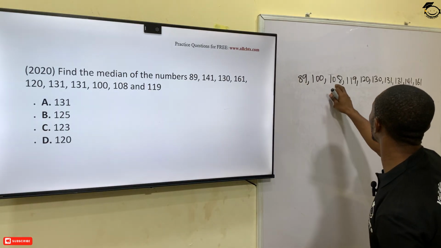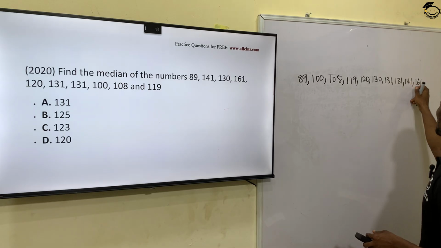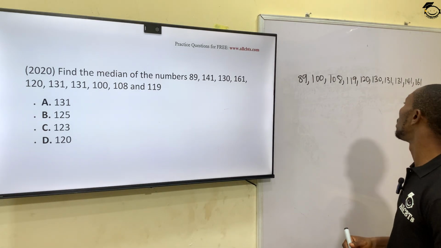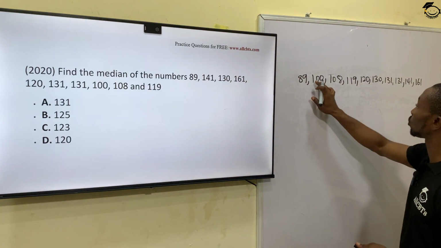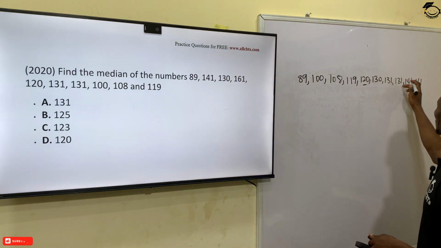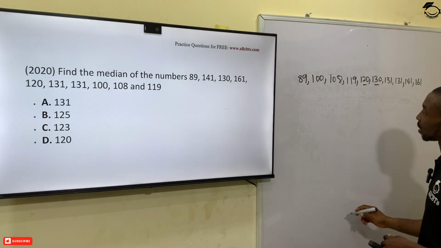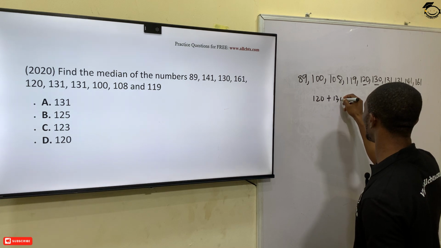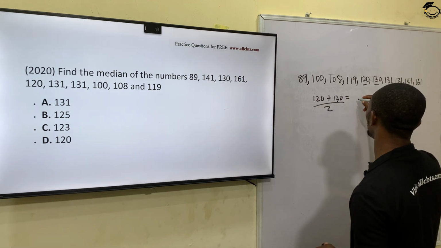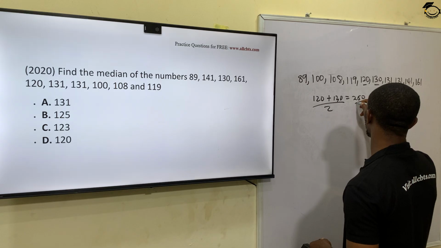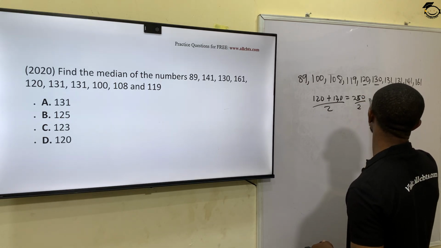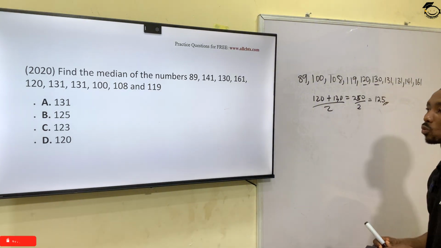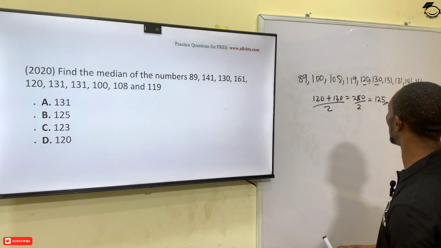Now we have 10 numbers here. So our median is our middle number. Counting 1, 2, 3, 4, 5 from each end, we have two middle numbers, 120 and 130. So we add them together and divide by 2. This gives us 250 divided by 2, which is 125. So the median of this set of numbers is 125, which is option B.